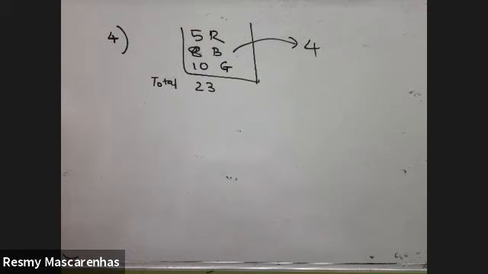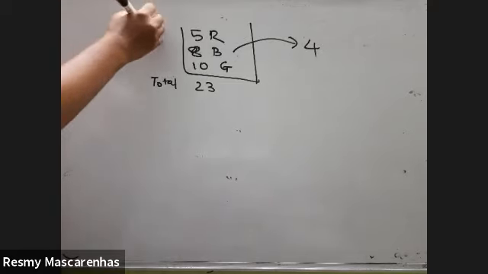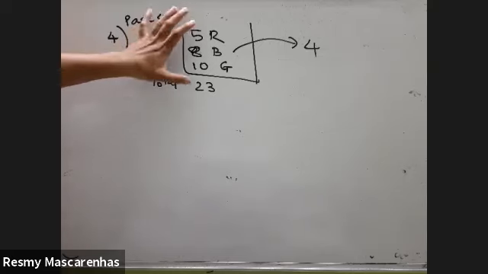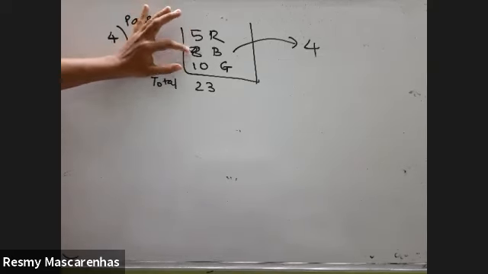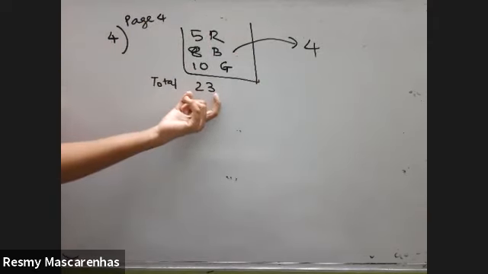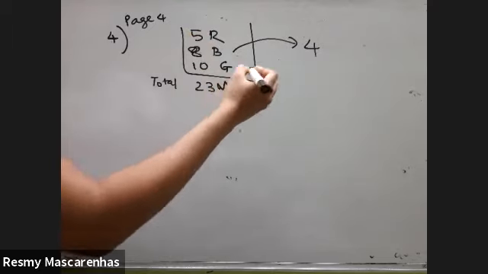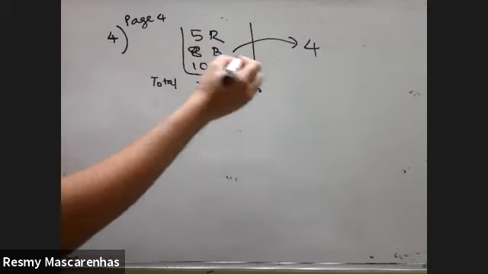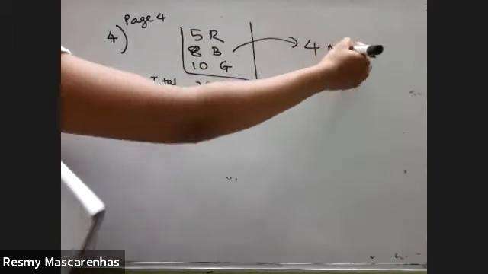Okay. So this is question number 4, on page 4. Okay, so this is what the box contains: 5 red, 8 blue, and 10 green. From there, we are drawing 4 balls and total marbles, so total 23 marbles. From there, we are picking 4 marbles.